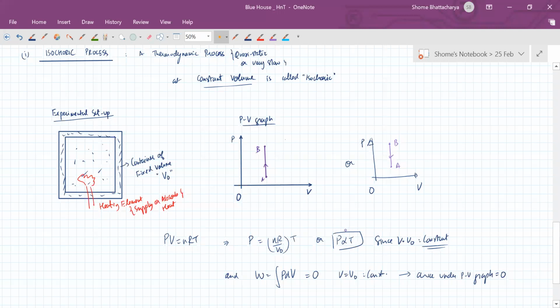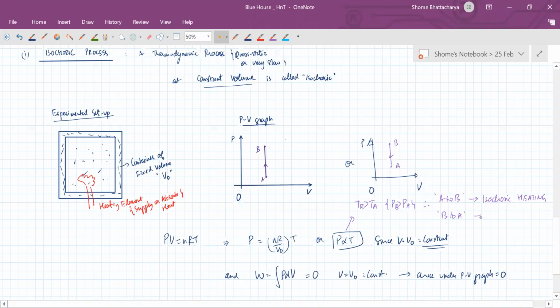Because pressure is proportional to temperature, in the above graphs, temperature at B is greater than temperature at A, because pressure at B is higher than pressure at A. Therefore, A to B in the first graph is an isochoric heating because the temperature is being increased, whereas B to A in the second graph is an isochoric cooling.